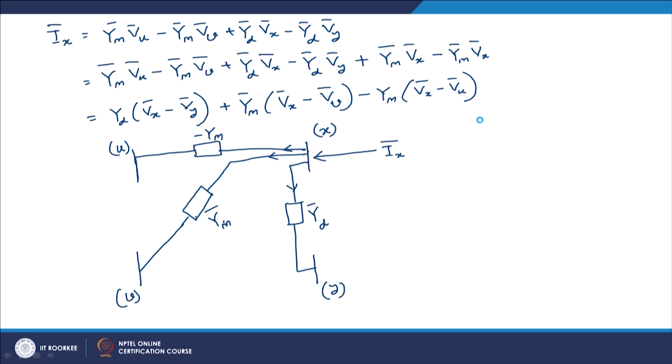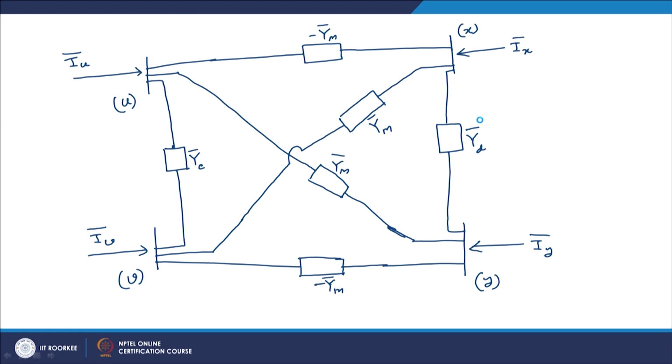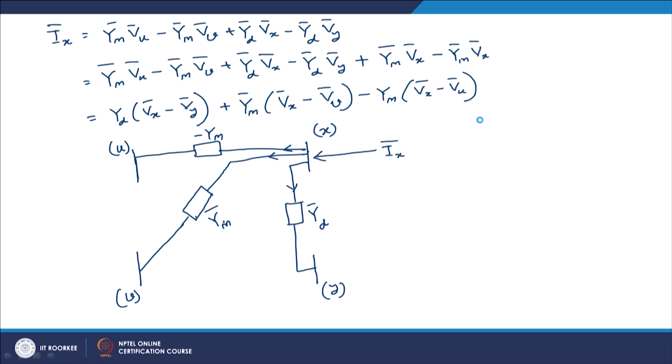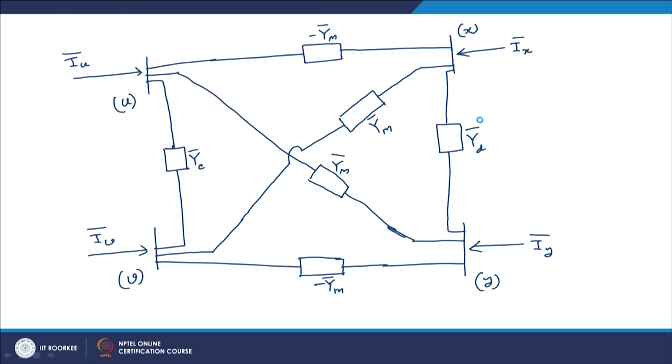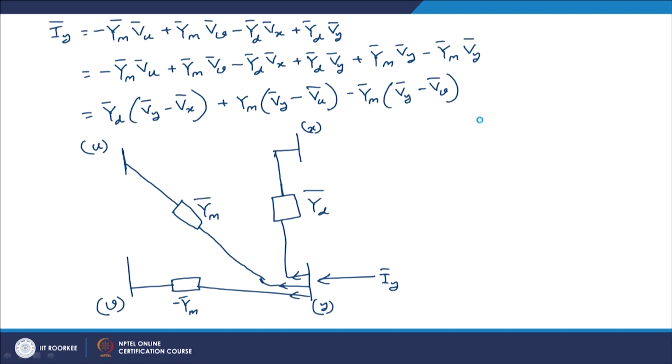Then between X and U there is one minus Ym. Between X and U there is already one, there we have already put minus Ym. So, we do not have to add anything. Between X and V there is one Ym, we have already connected that. So, we also do not have to add anything. So, let us go to the last one.